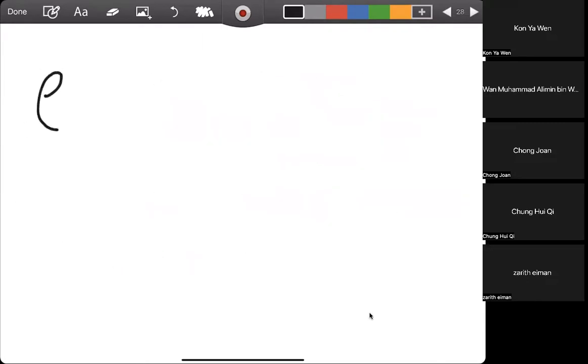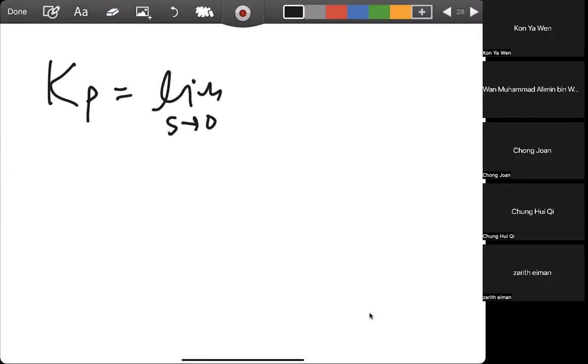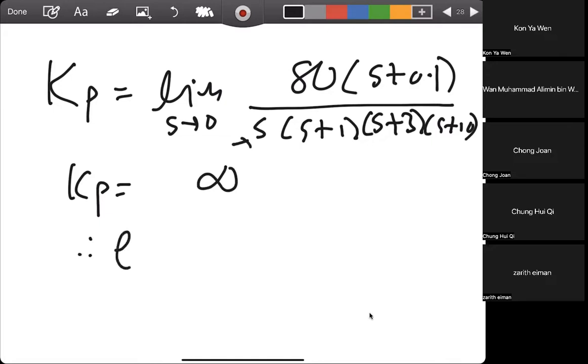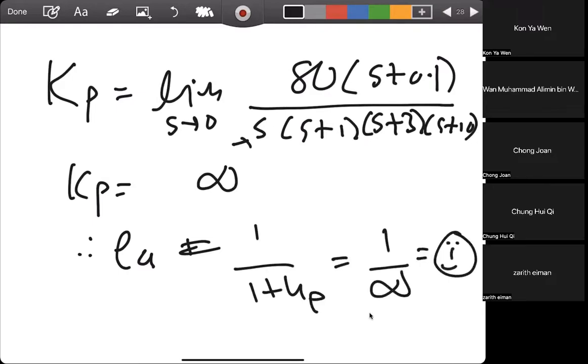So if you look here, if we calculate the last part, KP is equal to the limit s to 0 of K(s plus 0.1), this is the PI, over (s plus 1)(s plus 3)(s plus 10). When you simplify, you will get infinity, because of this s. That's why ESS is 1 over 1 plus KP, 1 over infinity, and it becomes 0. We cannot use KV because the original system is type 0, so we maintain the KP.